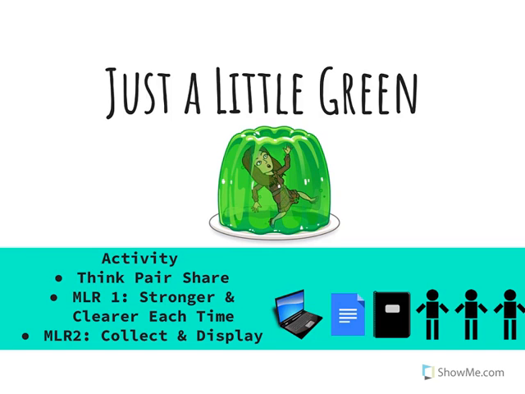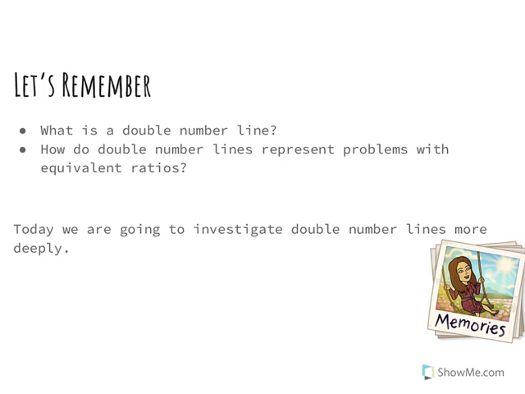All right, for our next activity, it's called Just a Little Green. What are double number lines? How can we use them to represent problems involving equivalent ratios? So remember that we're going to investigate the double number lines a little bit more deeply when I ask those questions.